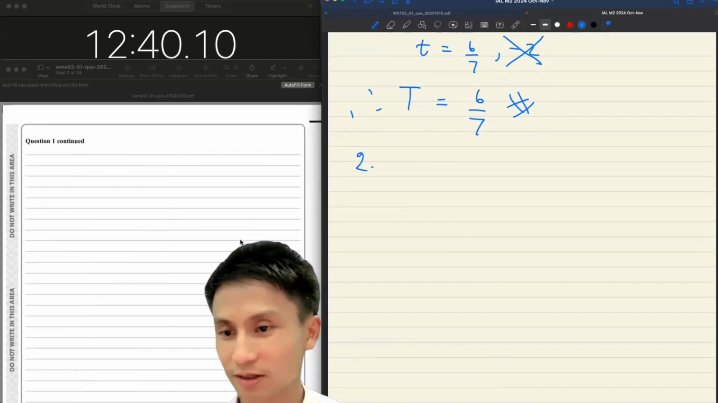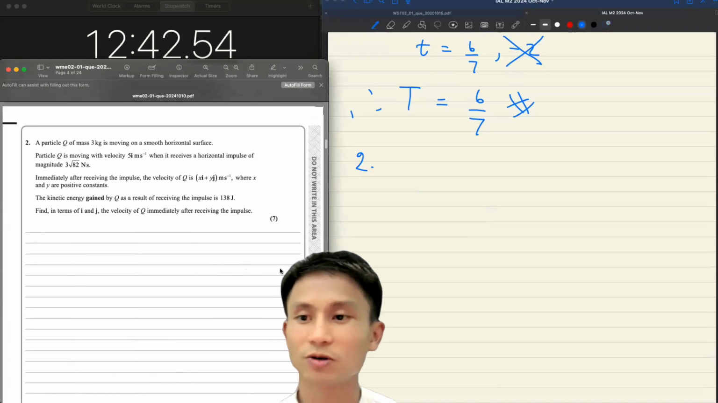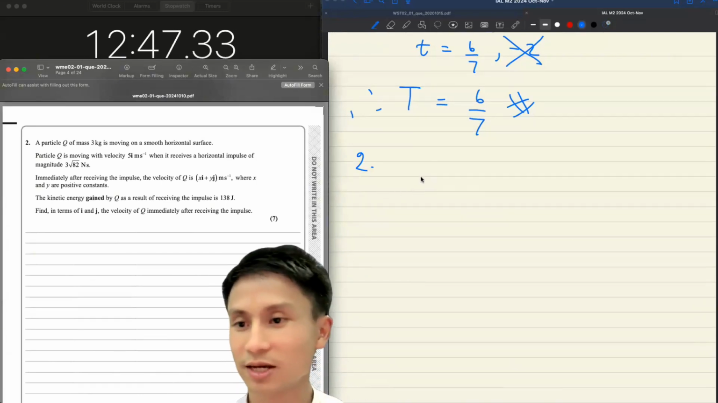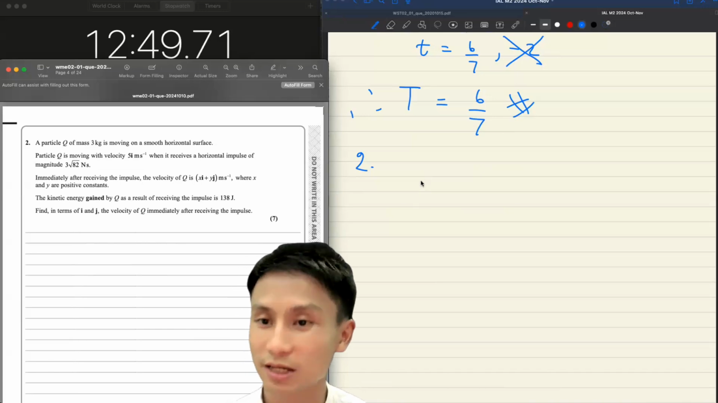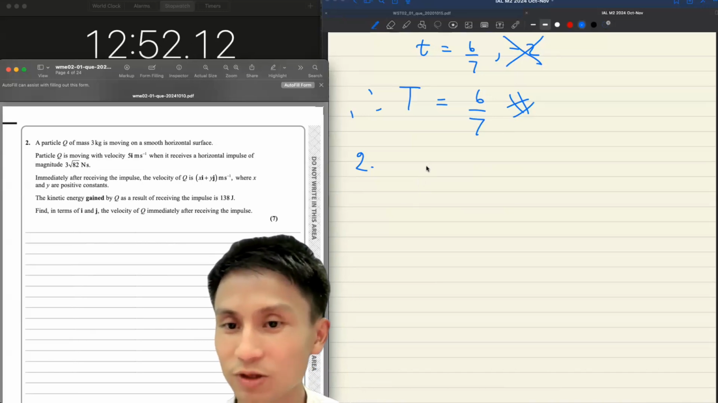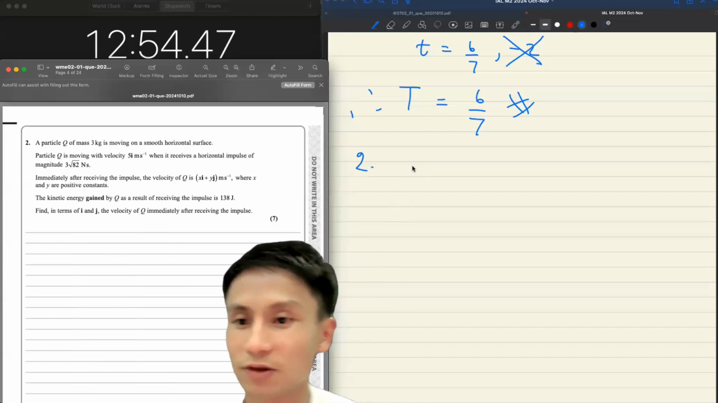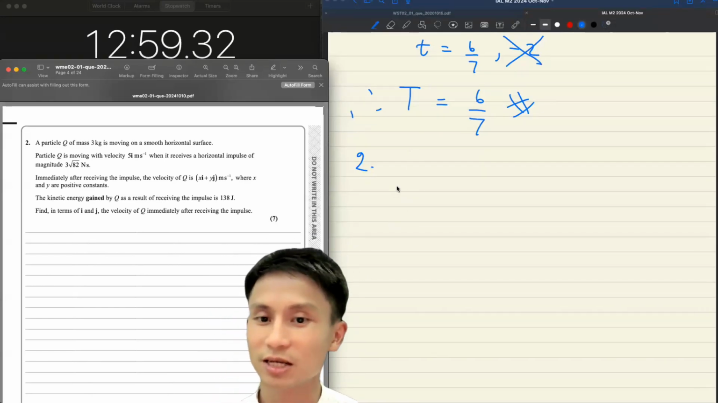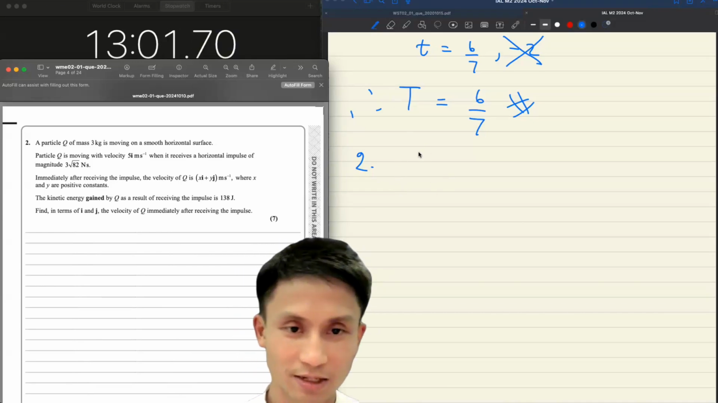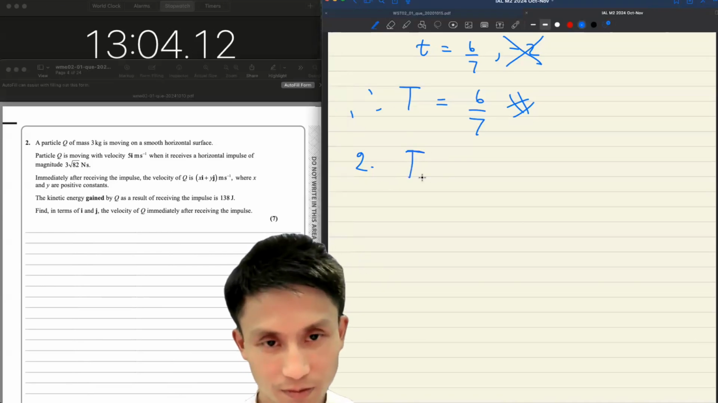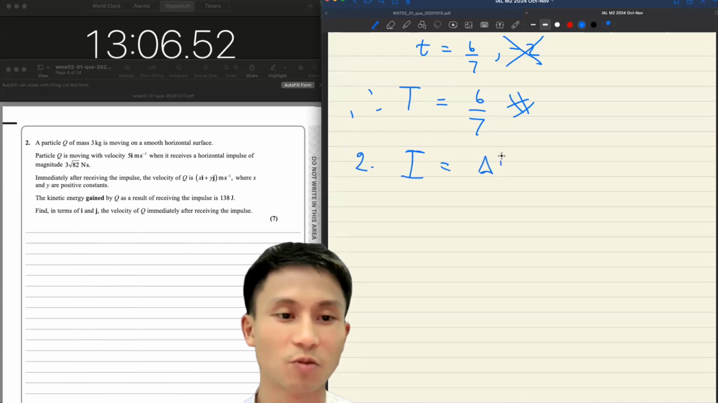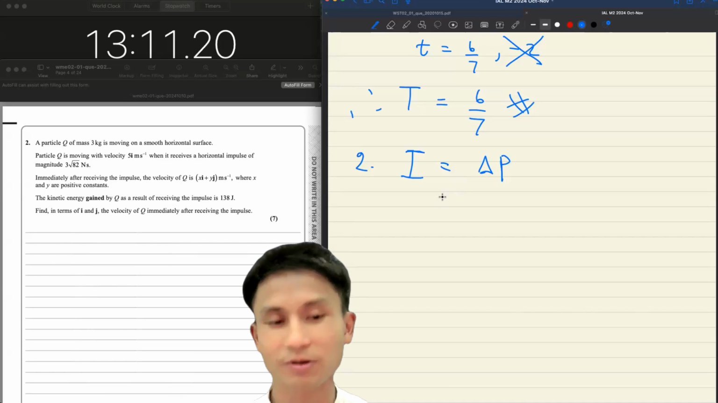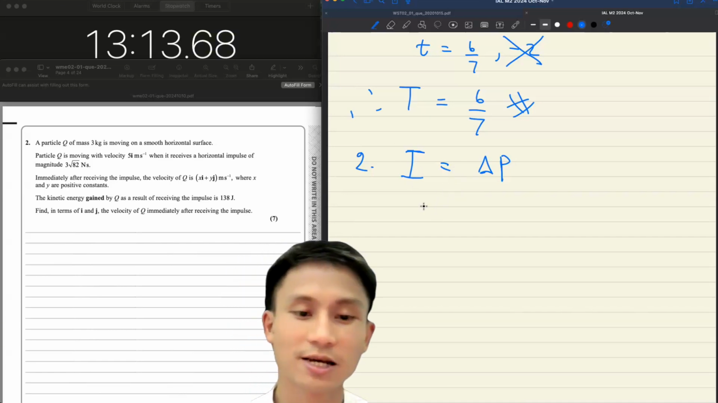Question 2 already. Question 2, a particle Q of mass 3 kilograms is moving on a smooth horizontal surface. Particle Q is moving with velocity, that vector again, when it receives a horizontal impulse of that. Okay. Immediately after receiving the impulse, the velocity changed to that. So guys, in physics, impulse is equal to change in momentum. Not only true in mechanics paper here, but in physics in general, you can also use this.